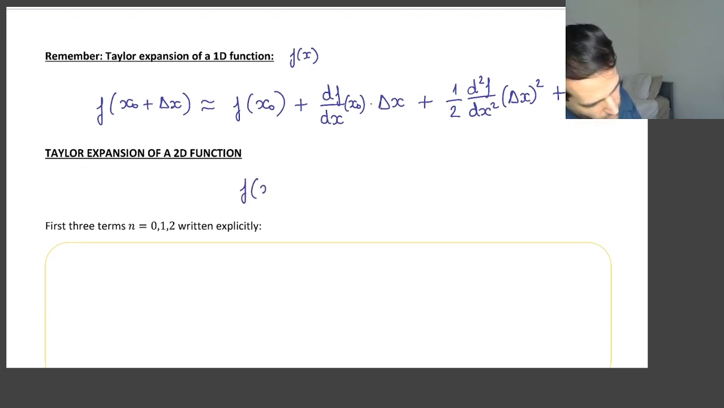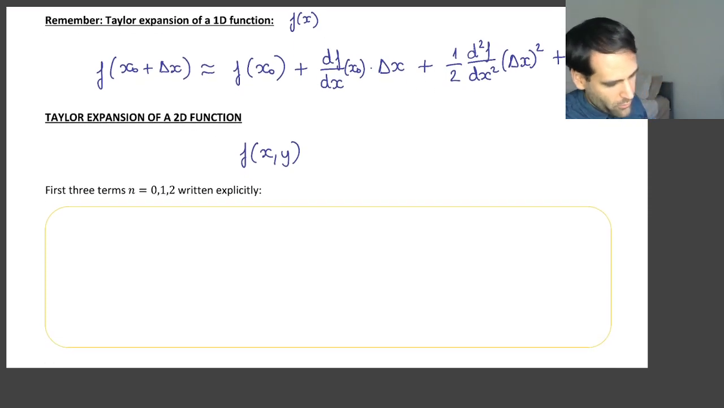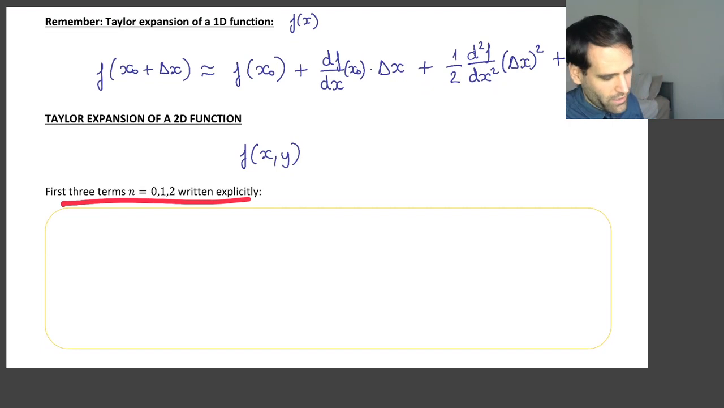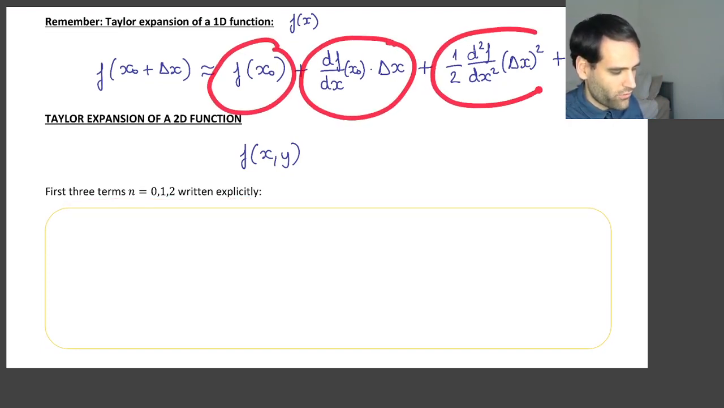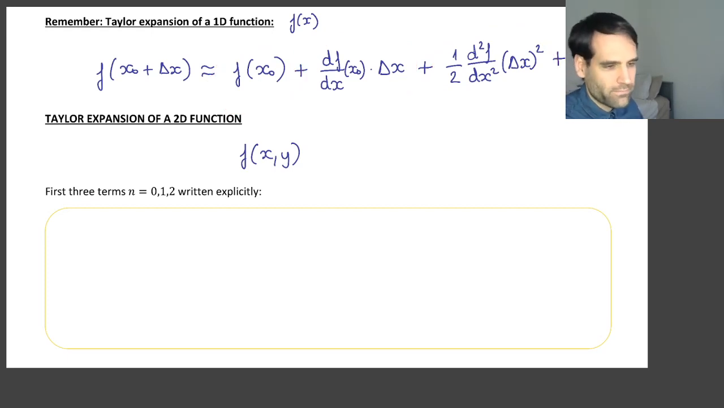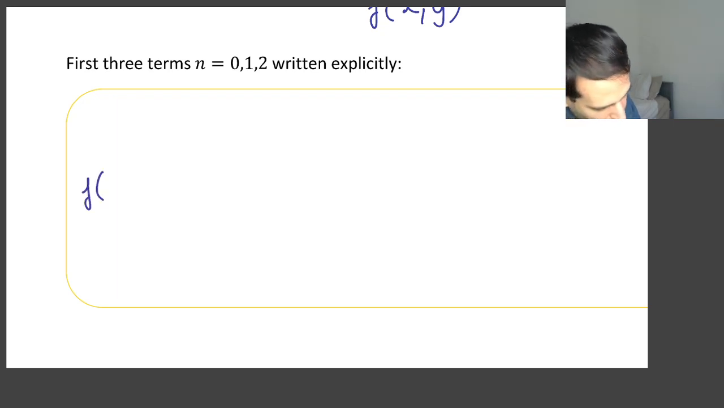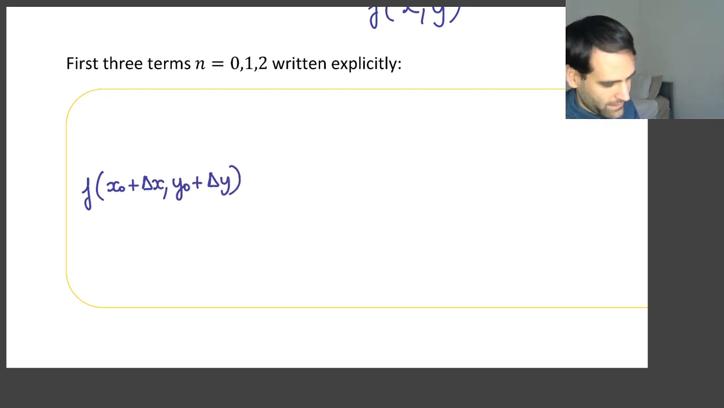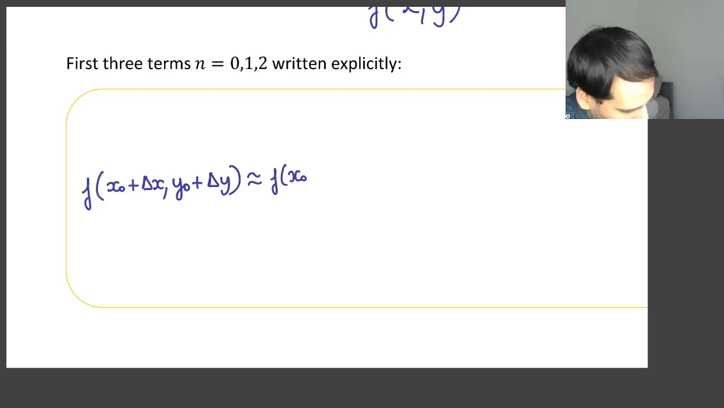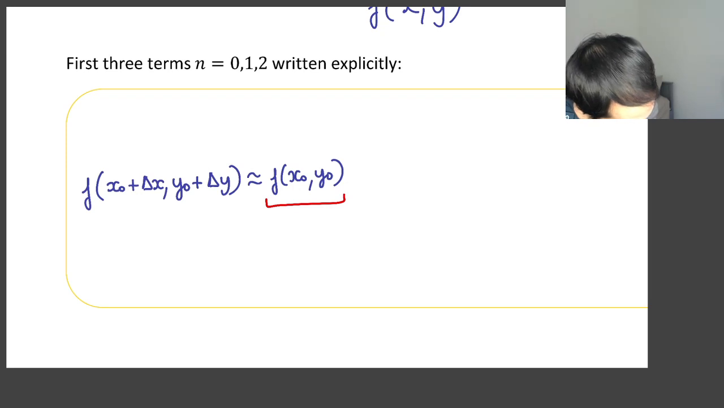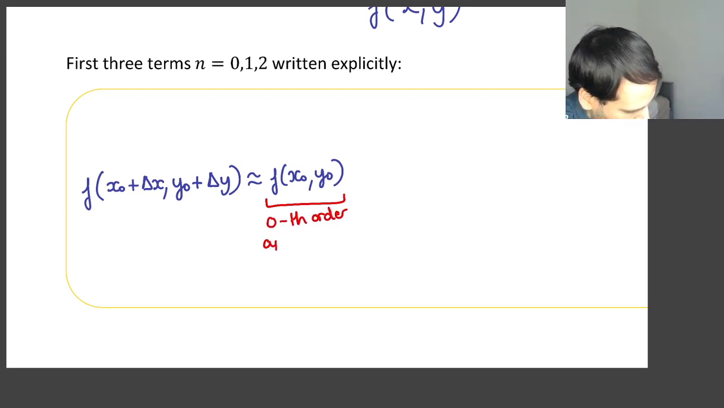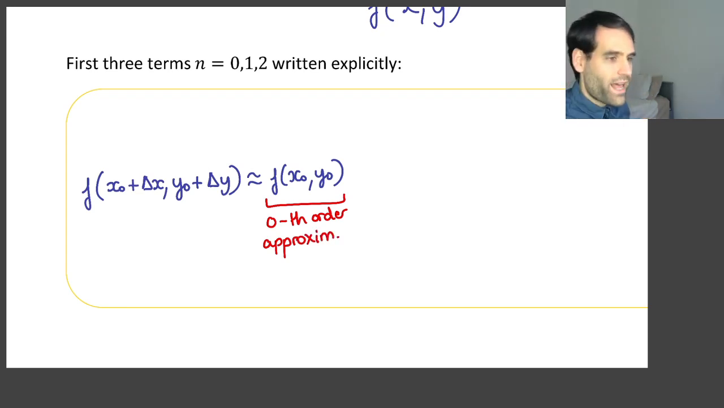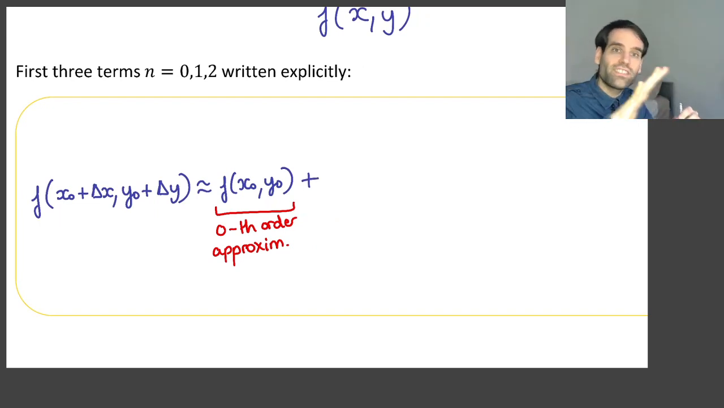We start with a function which is a function of x and y, and I am going to write the first 3 terms explicitly, the same that I did in the one dimension. I will write the 0 order term, the first order term, and the second order term, okay? So this is how these terms look. The function around the point x0 and y0, so we are writing x as x0 plus delta x, and we are writing y as y0 plus delta y, is approximately equal to the 0th order approximation, f evaluated at x0, y0. This is the 0th order approximation, plus the first order approximation, and this will be the equation of the tangent plane, okay?